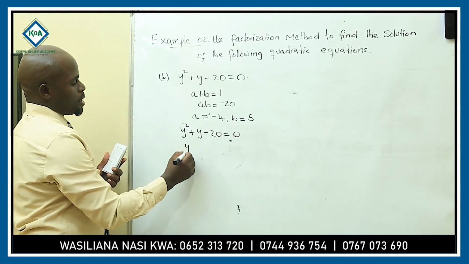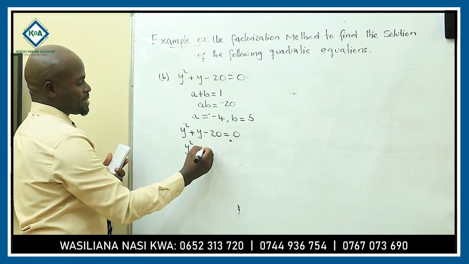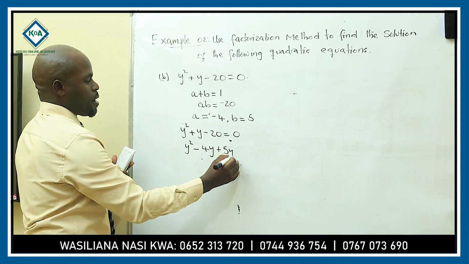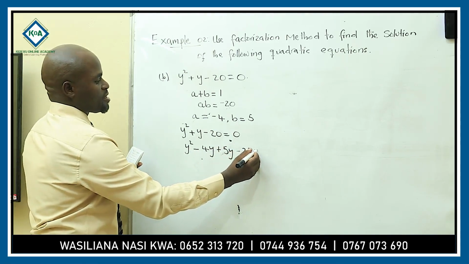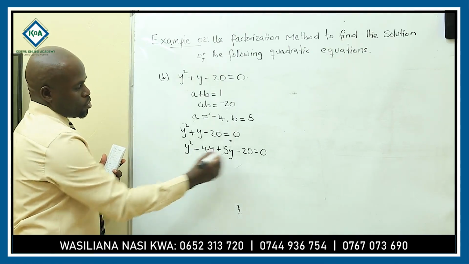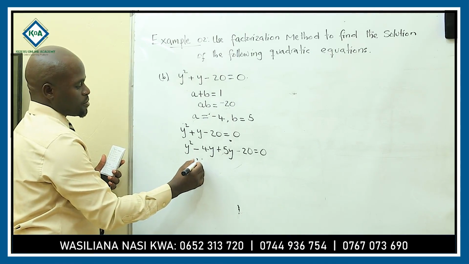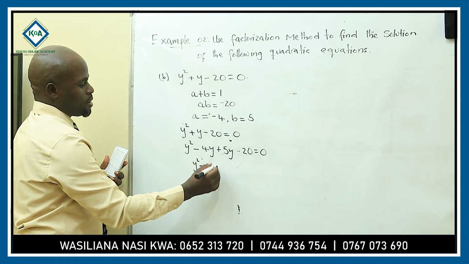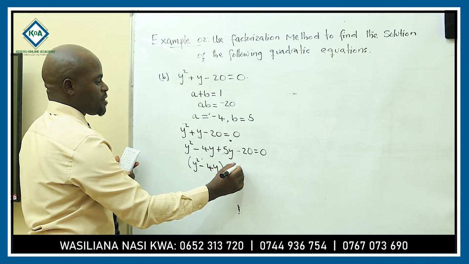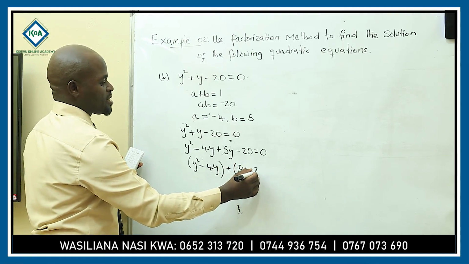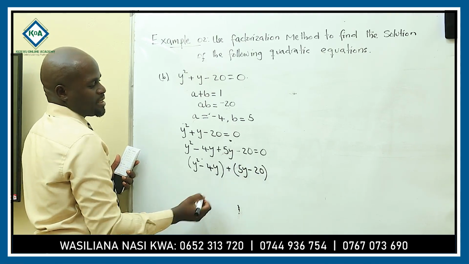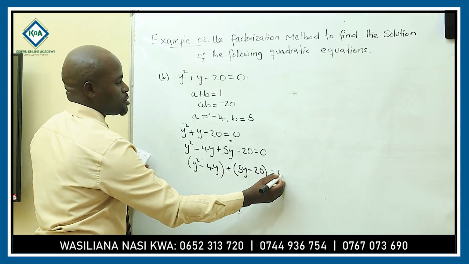So it will be y squared minus 4y, then positive 5y minus 20. The answer is 0. Then we group into 2. It will be y squared minus 4y, this is the first group. Then plus the second group, 5y minus 20. If plus and minus you multiply, the answer will be minus. So here it is minus, equal to 0.